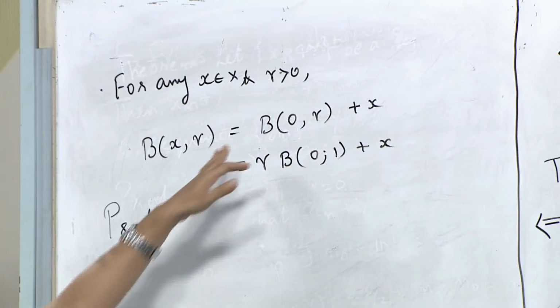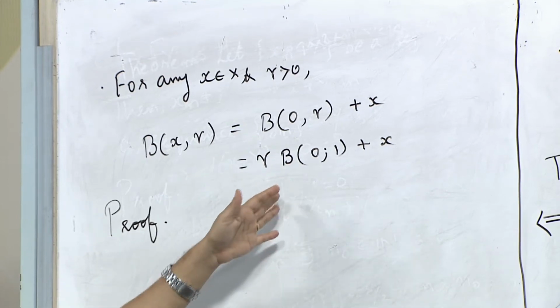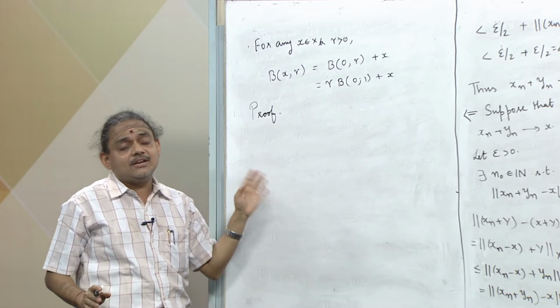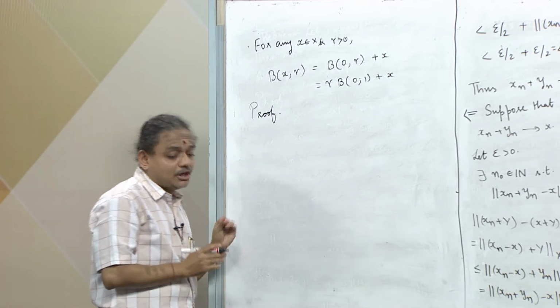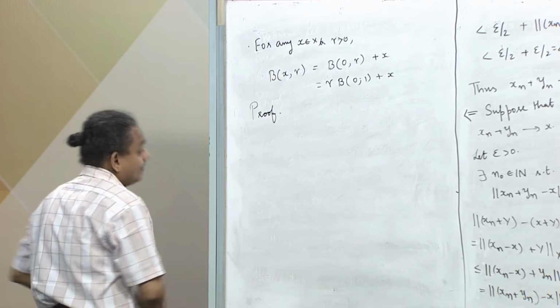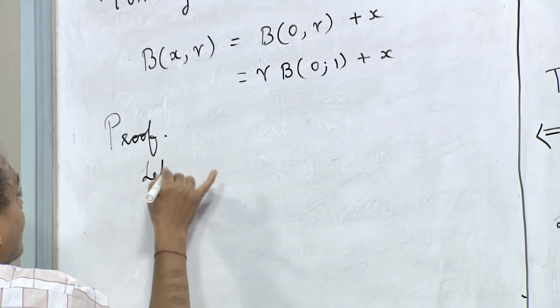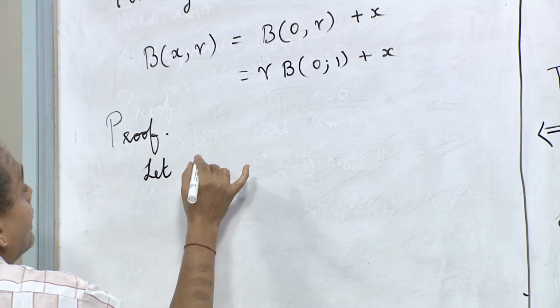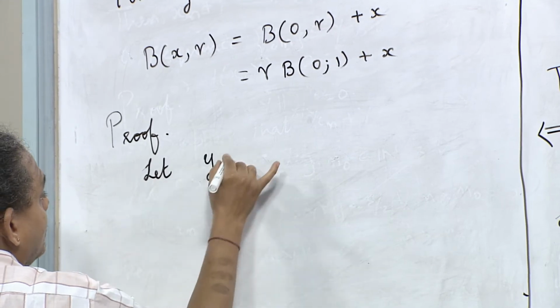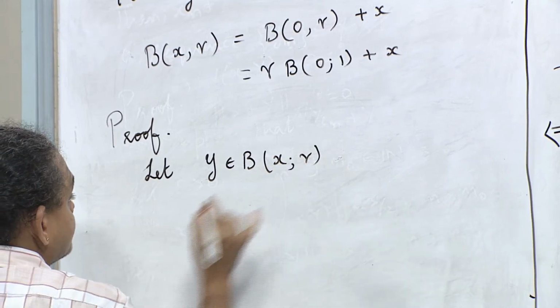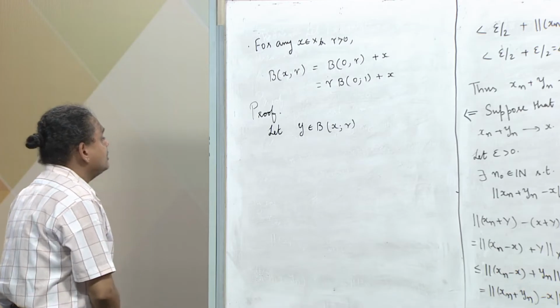I will only prove the first equality. The second equality, B(0,r) = r times B(0,1), you should be able to prove; it is not a difficult one. So, we will show the equality. Let us begin with an element y from B(x,r). So, let us begin with a y in B(x,r).